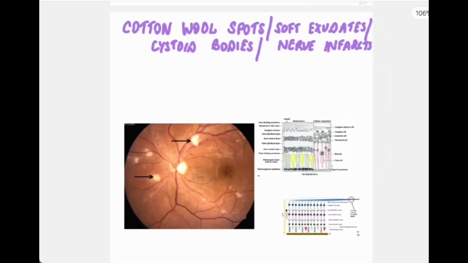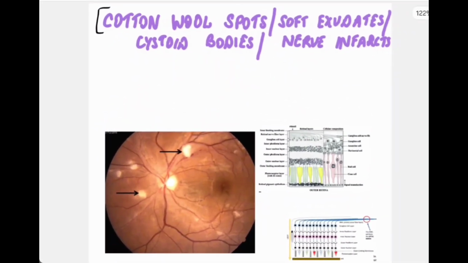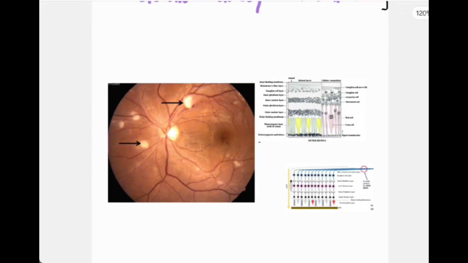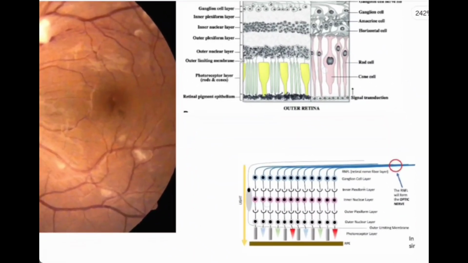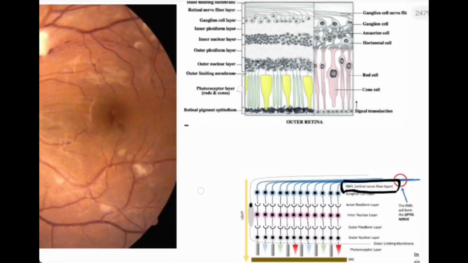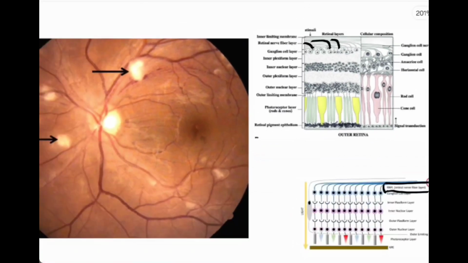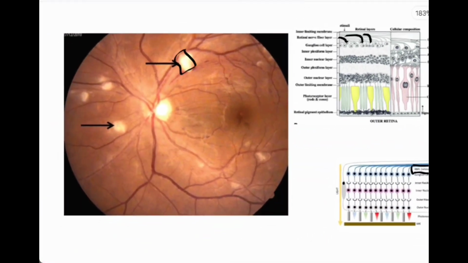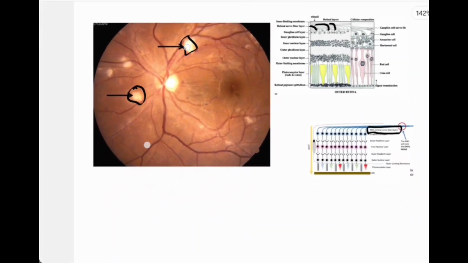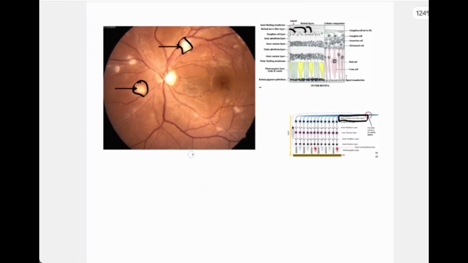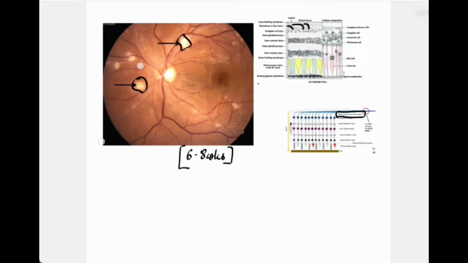Cotton wool spots are soft exudates, or cytoid bodies, or nerve fiber infarcts. They lie in the nerve fiber layer of the retina and represent the ophthalmoscopic appearance of a microinfarct. Their presence implies ischemic microvascular disease. They appear initially as white fluffy patches, most commonly in the posterior pole where the retinal nerve fiber layer is the thickest, become smaller and more circumscribed with time, and absorb completely after 6 to 8 weeks.